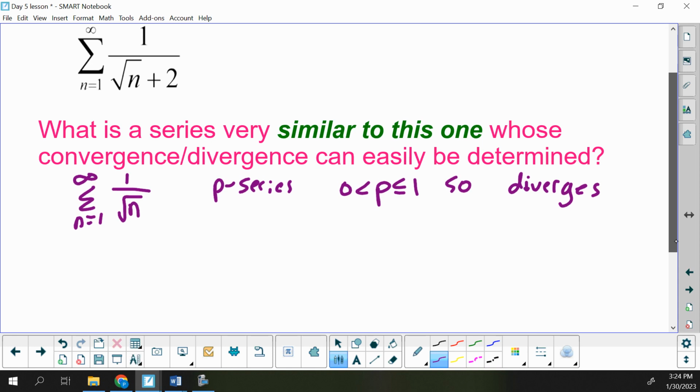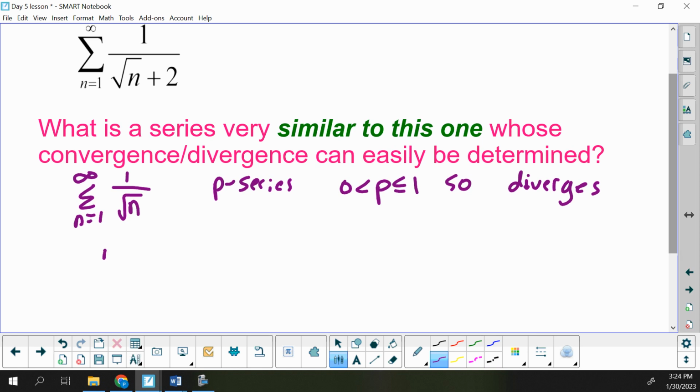Let's compare our two things. Our original, 1 over square root of n plus 2, and 1 over square root of n. When you add something to the bottom, you're dividing by a bigger thing. When you divide by a bigger thing, it makes the value of the fraction smaller. So our inequality would go that way. If our nice one is diverging, it means everything bigger than it will also diverge. Well, our original is not bigger than it.